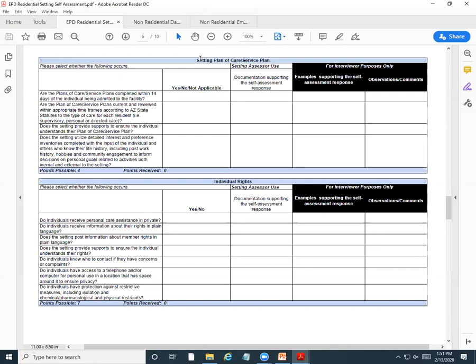So documentation in that instance, Danielle, would be something like, does the setting post information about member rights in plain language? We should, through the observational component of the review, be able to see that material, or you would share that material with the health plan who's ever coming to monitor to show that, yes, you have that information available.